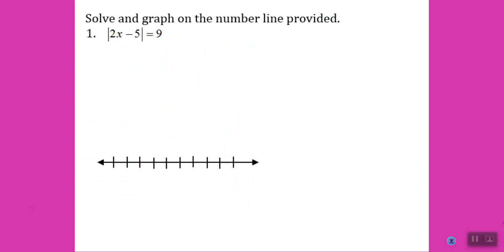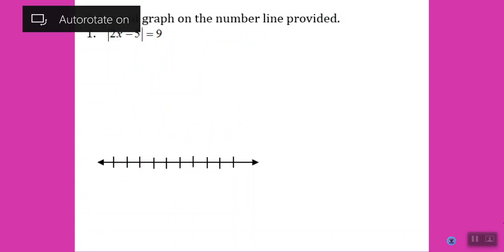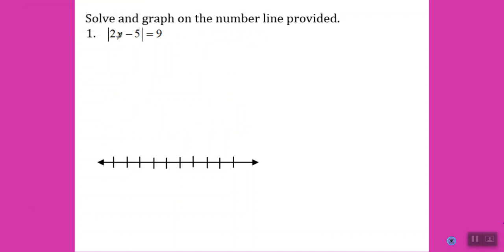So in number 1, our absolute value is already isolated. It's by itself on this left-hand side. There's nothing else besides what's in the absolute value. So we're going to go on into splitting it into two equations, one for the positive and one for the negative. And the reason for this is, if you think about an absolute value equals, let's say, 5, we're talking about any number that is 5 spaces away from 0. Well, positive 5 is 5 spaces away from 0, but -5 is also 5 spaces away from 0. So that's why we have two equations.